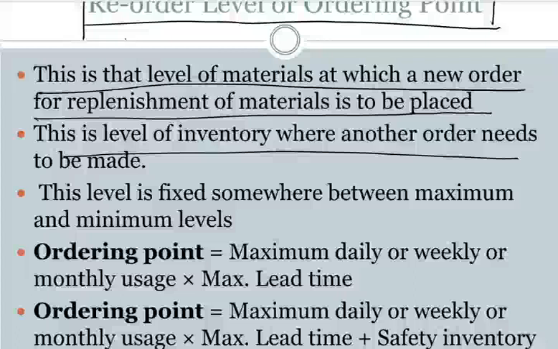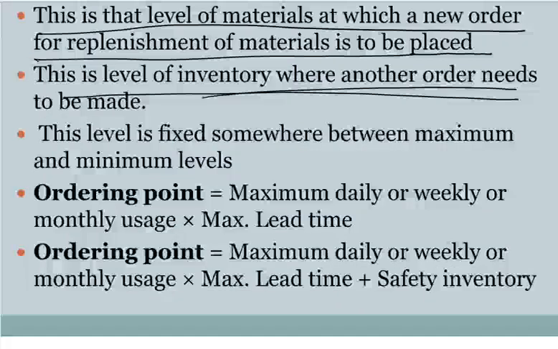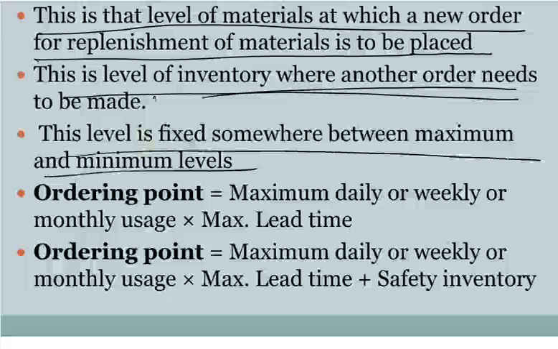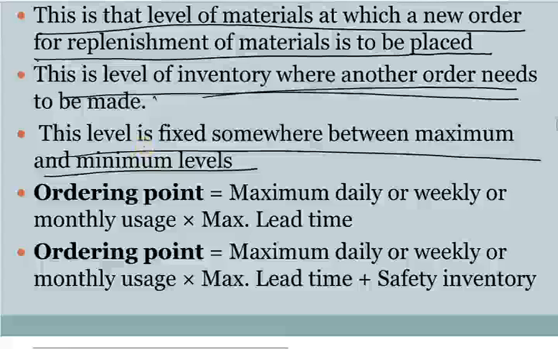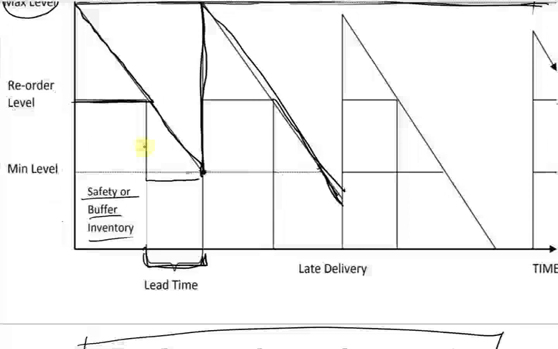So you're actually giving the supplier lead time to deliver, because he will not definitely supply them at the moment you order them. So you're saying that it's the level of inventory when another order is supposed to be made. The level is fixed somewhere between the maximum and minimum. Even if we looked at the graph, have you seen that the level when we are ordering is between the maximum and the minimum right here? So you don't make an order when it's at the maximum, no, or at the minimum, no. You make it somewhere in between.